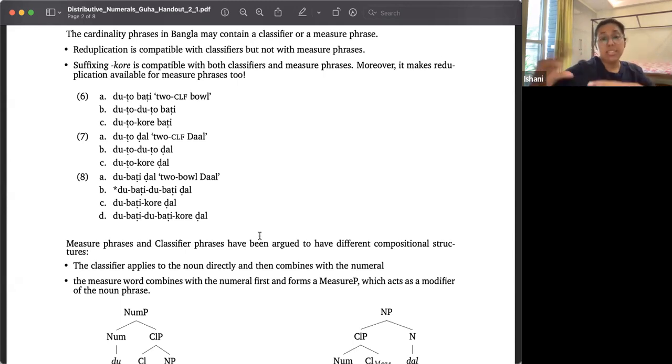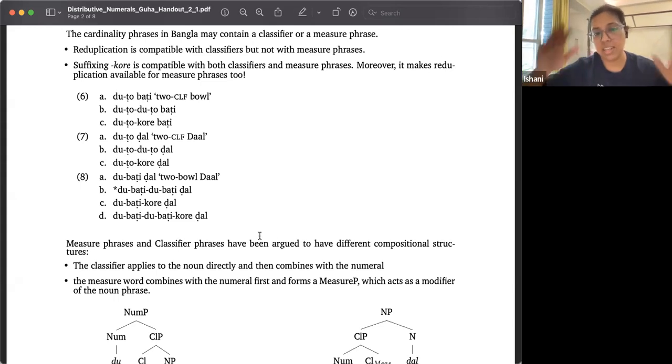So that's a different kind of reduplication completely. That is not distributive reduplication. That's emphatic reduplication, and that's not our business in this class. Okay, so it seems that distributive reduplication with measure phrases is bad.